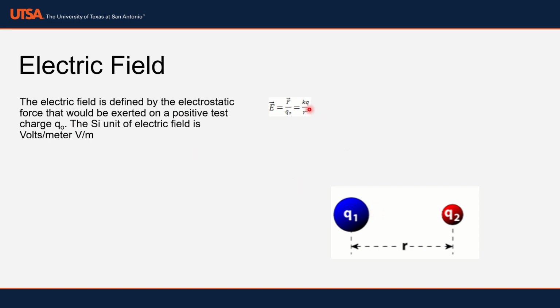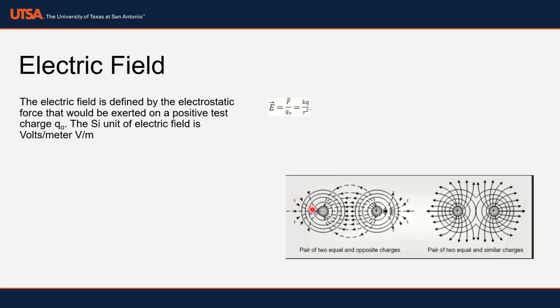If you remember from last week, this is Coulomb's equation. This equation was simplified algebraically because now we have a test charge Q naught. But it comes directly from Coulomb's equation, and if you work out the units, you're going to realize that your SI units are going to be volts, or voltage divided by meters. That's how the units will work out and cancel out. Basically, what we want to know is what is the electric field at given points.